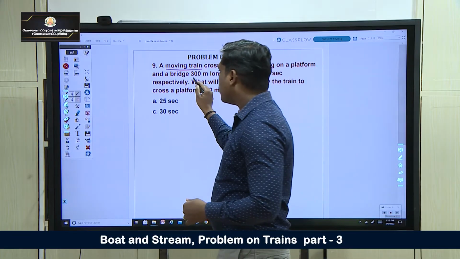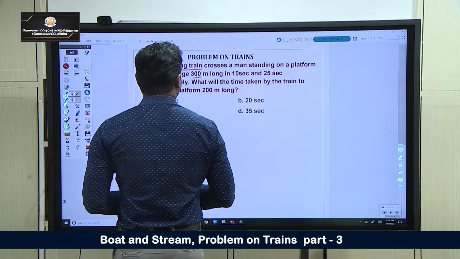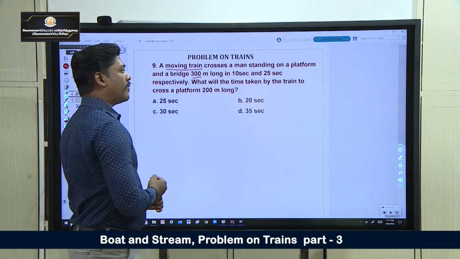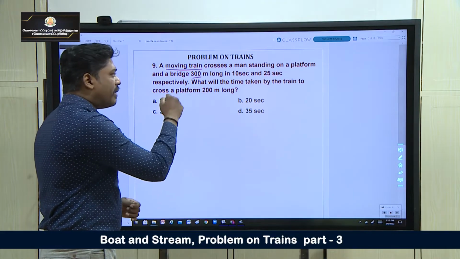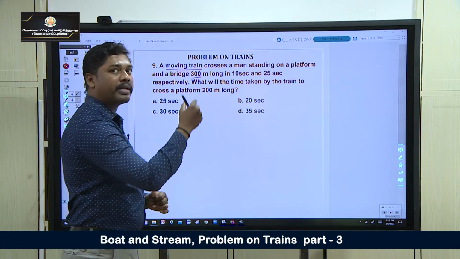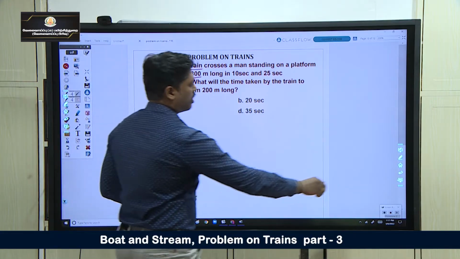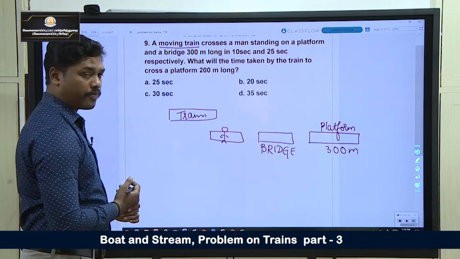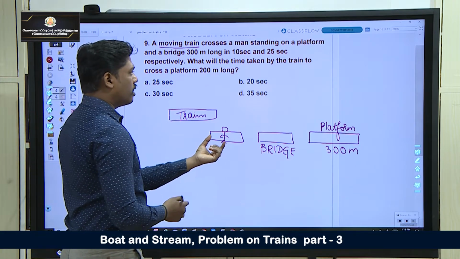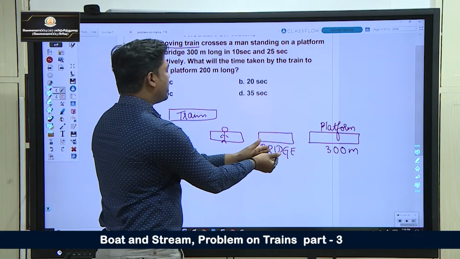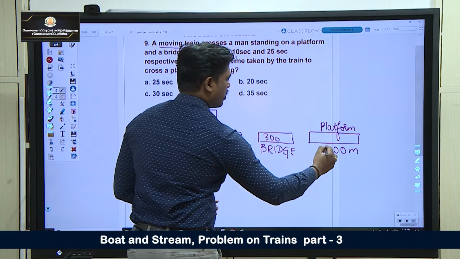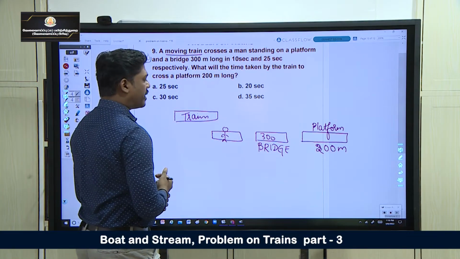Okay. And the bridge length is 300 meter long in 10 seconds and 25 seconds respectively. What will be the time taken by the train to cross a platform 200 meter long? So this is a train here. This train crosses a man standing in a platform. Okay. And it crosses a bridge. Bridge is 300 meter.